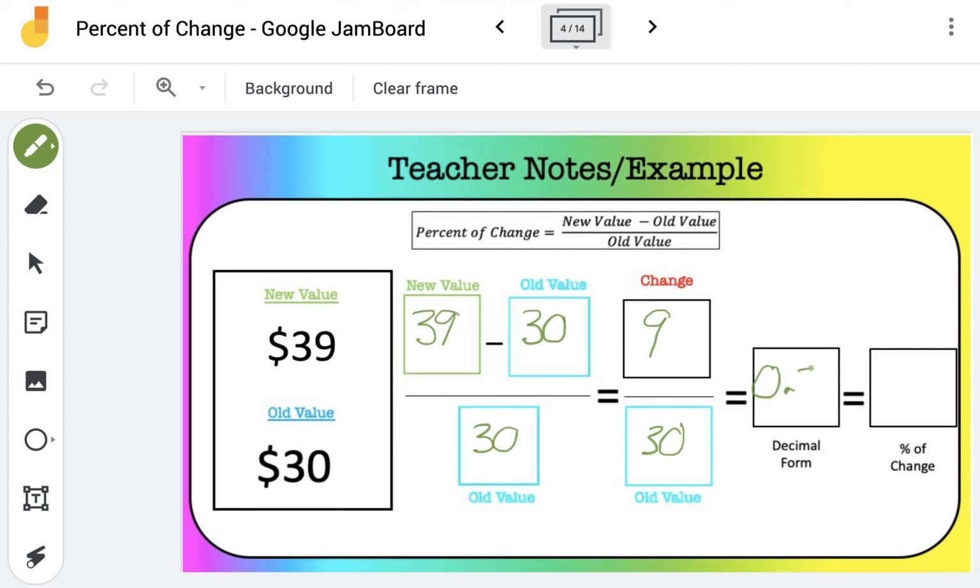If you didn't know how to do that, you can do the numerator divided by the denominator. So if you do 9 divided by 30, you get 0.3. And then finally, you go from decimal form to percent form. If you move the decimal 2 spots to the right, you get 30%. Now, because the number went from 30 to 39, it's a percent of increase because the number went up.